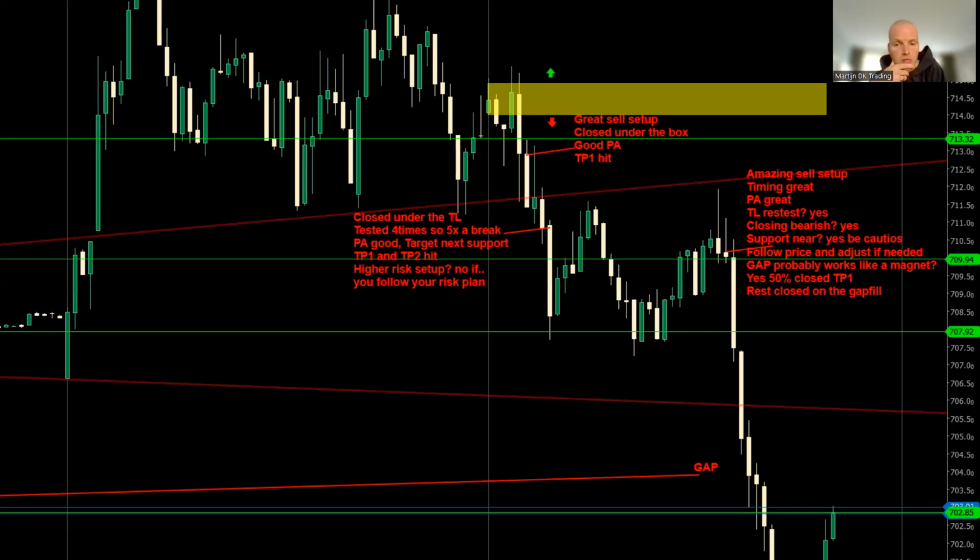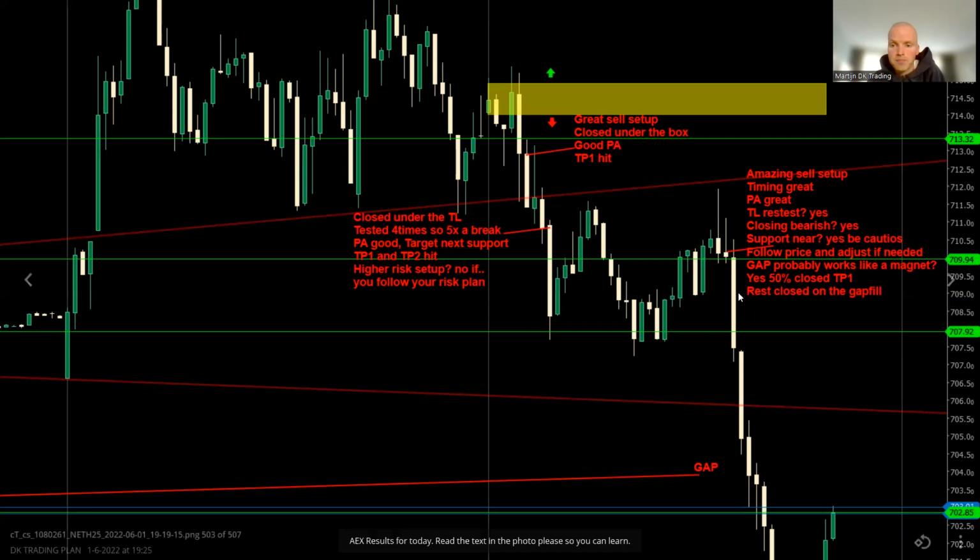TP1 and 2 got hit, really fast trade. High risk setup? No, because if you follow your risk plan, it will always be the same risk or a smaller risk. So in the end, what's the end? Maybe the end of the week or maybe the end of the month, depending on how you count, or maybe the end of the quarter, you will be in profit if you keep it the same risk.